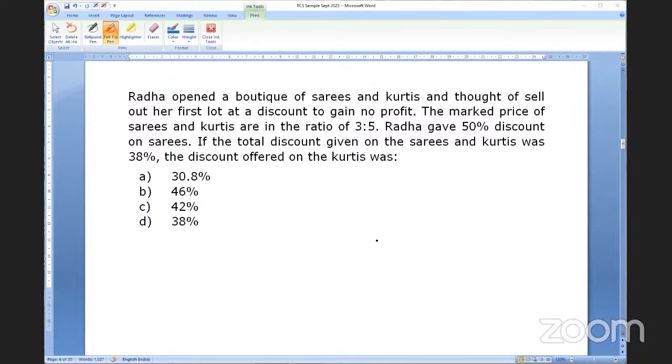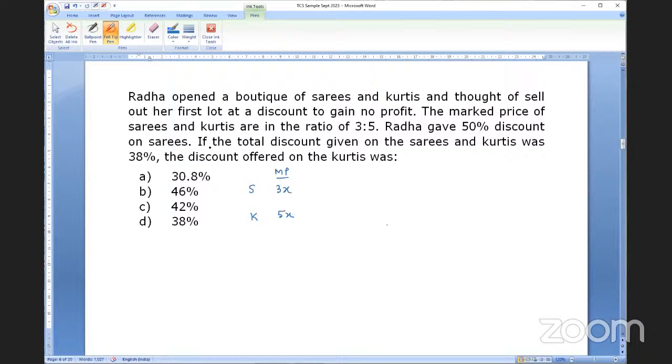Okay, let's roll. Radha opened a boutique of saris and kurtis and thought of sell out her first lot at a discount to gain no profit. The marked price of saris and kurtis are in the ratio 3:5. So we have saris and kurtis marked price. So let the mark price of saris be 3x and kurtis is 5x.